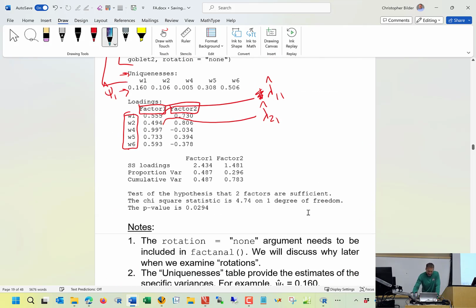Let's look back here in the output some more. We have some parts of the output that look familiar relative to what we have for principal component analysis. Proportion var is the proportion of variance that common factor 1 accounts for. Then cumulative var is the cumulative proportion. So two common factors account for 78% of the total variation in our data.